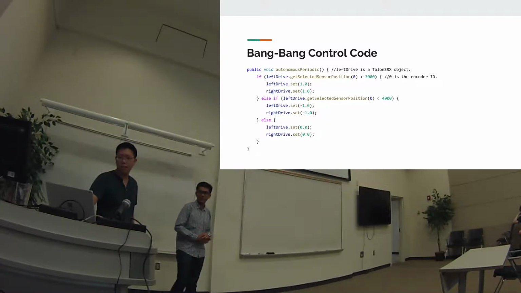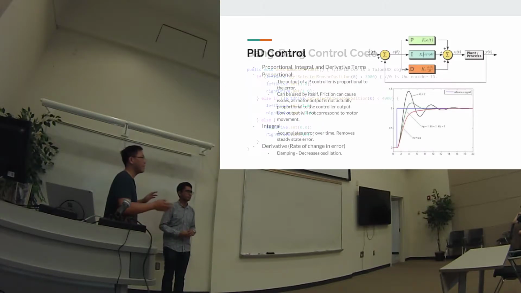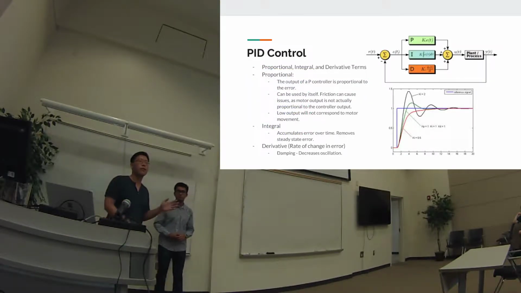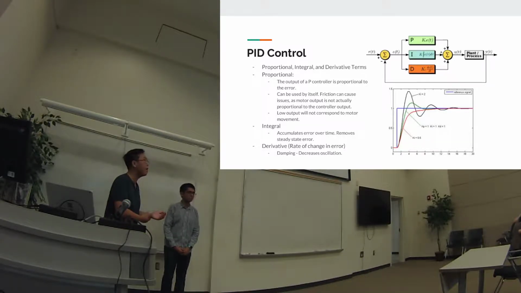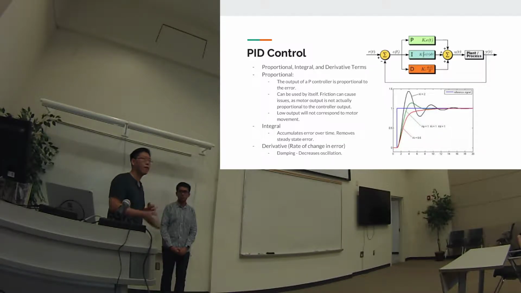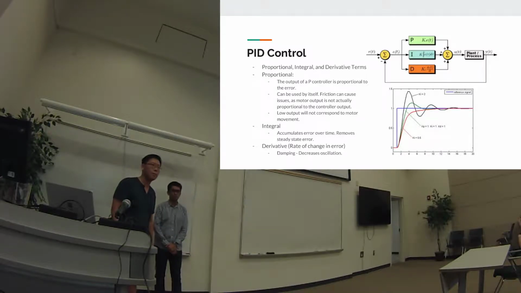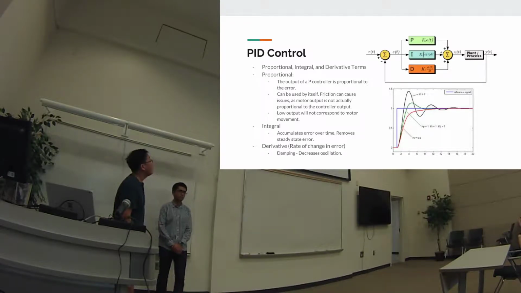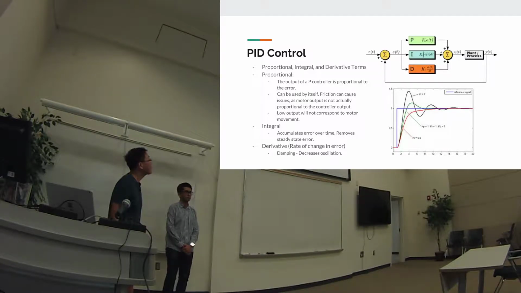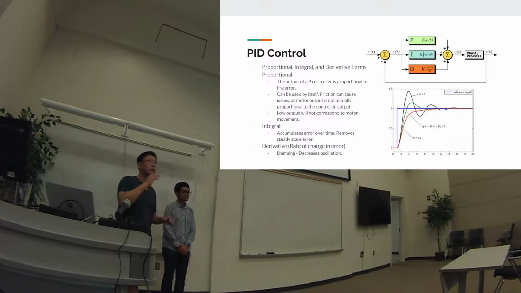Okay, so basically those were control loops, but we don't really recommend that you use something like a bang bang controller for most applications. In FRC it's really common to use a PID controller, and it's actually really common in industry as well, I believe. What PID stands for is proportional, integral, and derivative, and those are the separate terms in your PID controller.